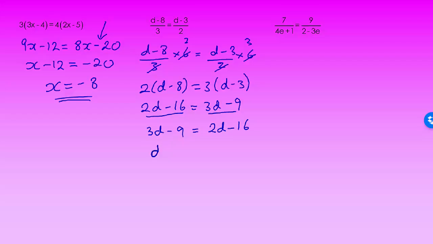3d minus 2d is a single d. Don't forget the minus 9 is still sitting there. We've subtracted 2d, so all we're left with is negative 16. And then simply add 9 to both sides, and that would give us negative 7.